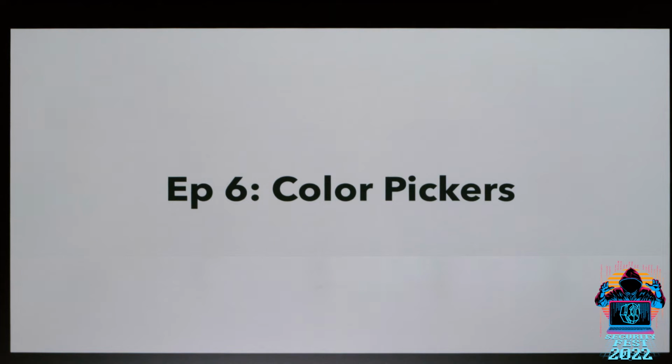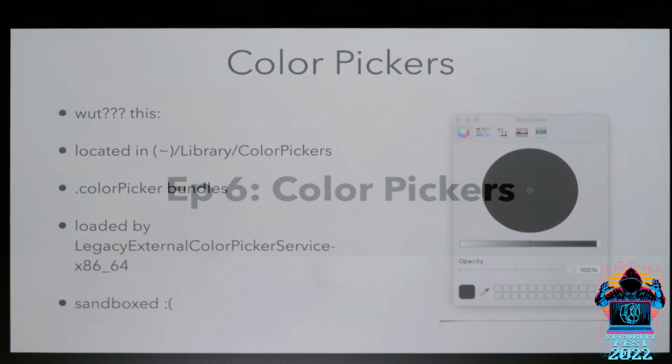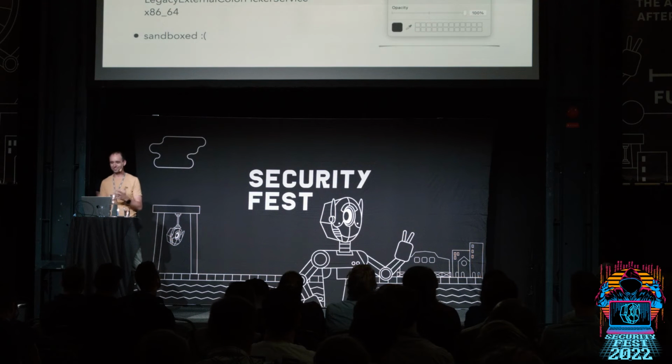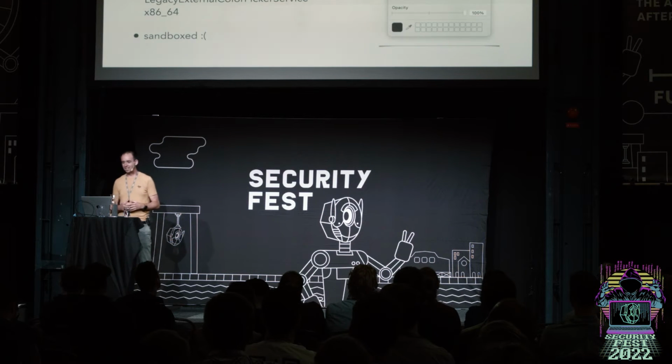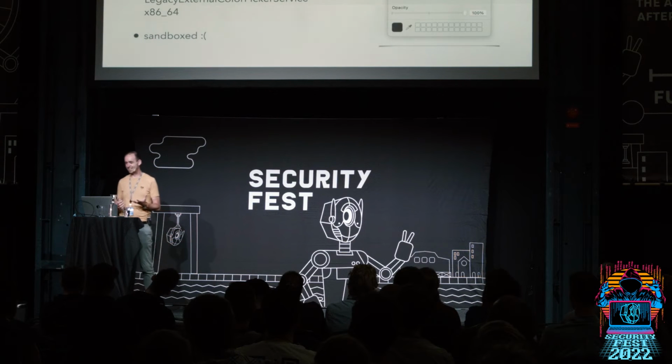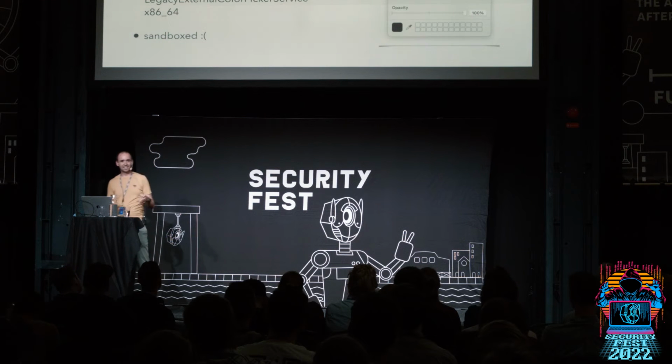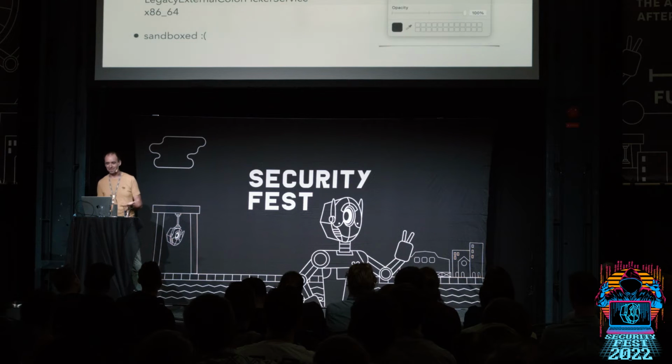The next one is color pickers. This was surprising to me because I didn't know that on macOS you can make a custom color picker. So what is a color picker? Basically this pane you see there, where you can pick a color for your font, for your background, or for whatever. These are called color pickers, and it turns out each of these tabs on the top is a different color picker, and you can implement your own on macOS.